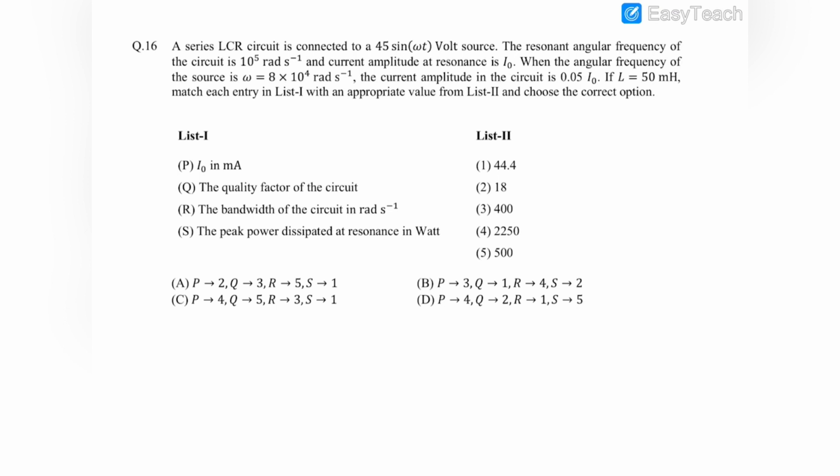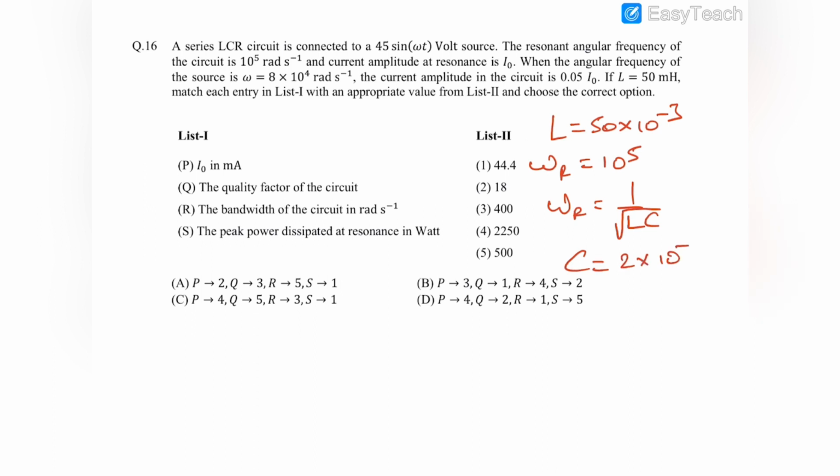In this question, there is an LCR circuit which is connected to this source, and resonance angular frequency is this. So first of all, L is given as 50 millihenry. So L is 50 into 10 raised to power minus 3, and omega resonance is 10 raised to power 5. Omega resonance is 1 upon under root LC, and we can find out C. So C would be 2 into 10 raised to power minus 9 farad.